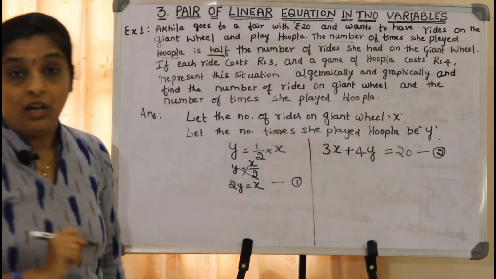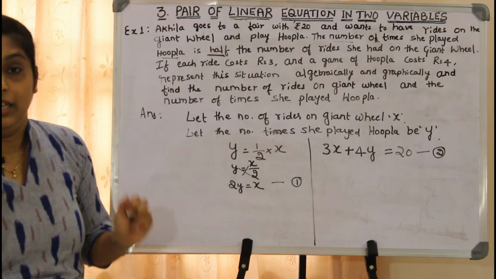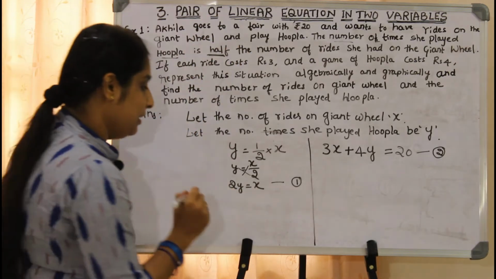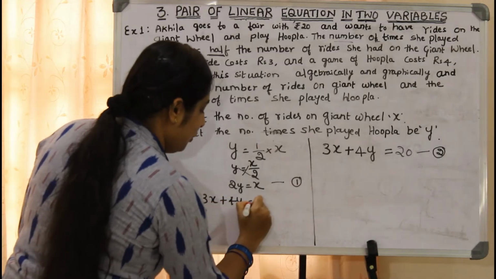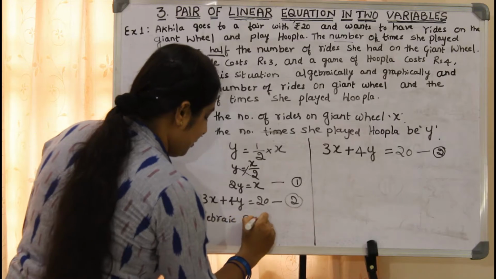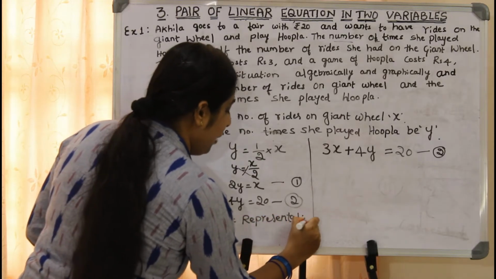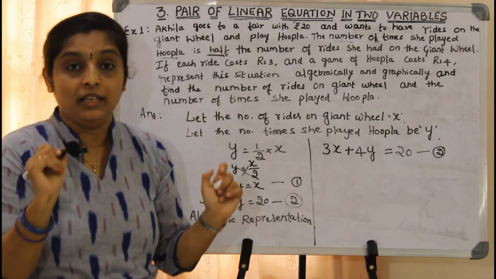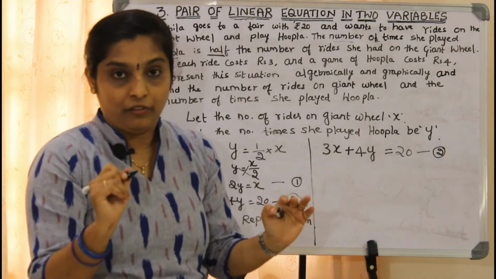This is your algebraic representation of the given word problem. So now you have represented this. So I write here only 3x plus 4y is equal to 20. Second one, this is algebraic representation. Now you have to represent this graphically. You already know how to plot these equations on the graph, right?